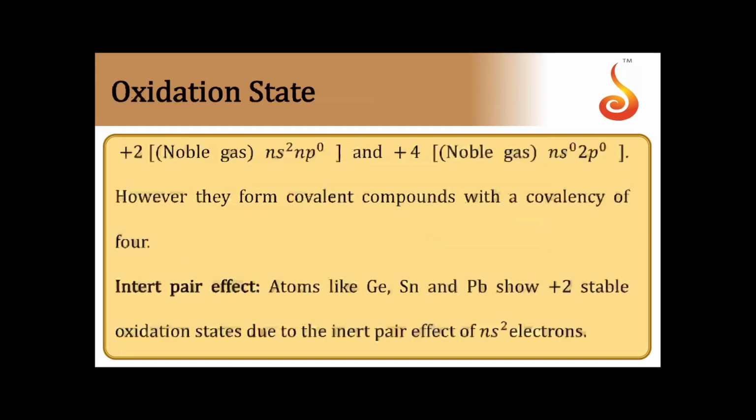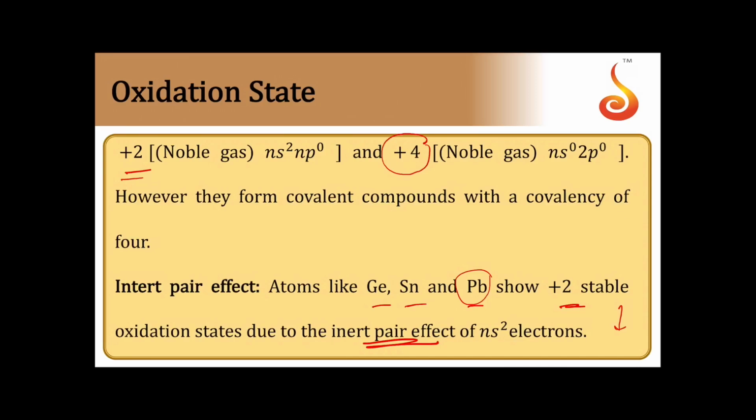Then coming towards oxidation states, the common state is the +4 state, but down the group the +2 state becomes more stable. That is because of the inert pair effect. So the common oxidation state will be +4, but down the group +2 becomes more stable because of the inert pair effect. That is, atoms like germanium, tin and lead show the +2 state also because of the inert pair effect. But the inert pair effect always increases down the group, and therefore for lead, +2 state compounds are much more stable when compared to +2 state compounds of tin.